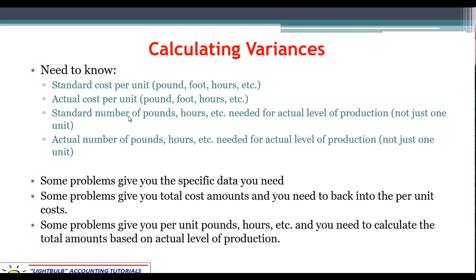Then we need to know, this one's the trickier one. You need to know the standard number or quantity of those units. So remember, the first two was cost or price. Now we're talking about quantity, the standard number of those pounds, hours, whatever, needed for not just one unit, but the actual level of production you're operating at. So that's why it's tricky.